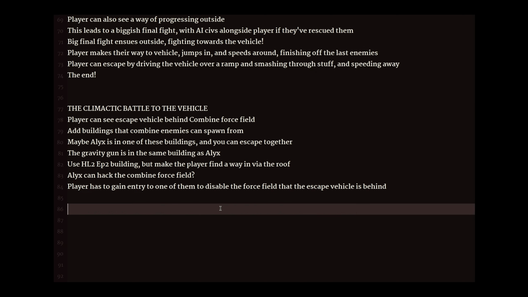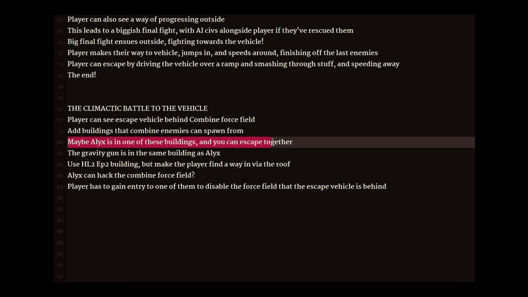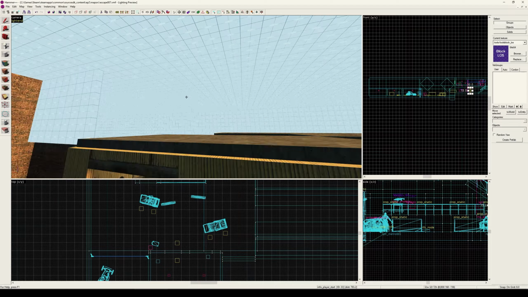So we're definitely getting somewhere now, and I just wanted to go back to the text file to check that I hadn't forgotten something and that I'm staying on track. So, player can see escape vehicle behind the combine force field. I've added buildings that combine enemies can spawn from. But what I haven't done is put Alyx in one of these buildings so that we can escape together. And also adding the gravity gun to that same building as Alyx. Which I think could get pretty interesting because I don't think that space in the building is very big. But let's just do it and see how it goes.